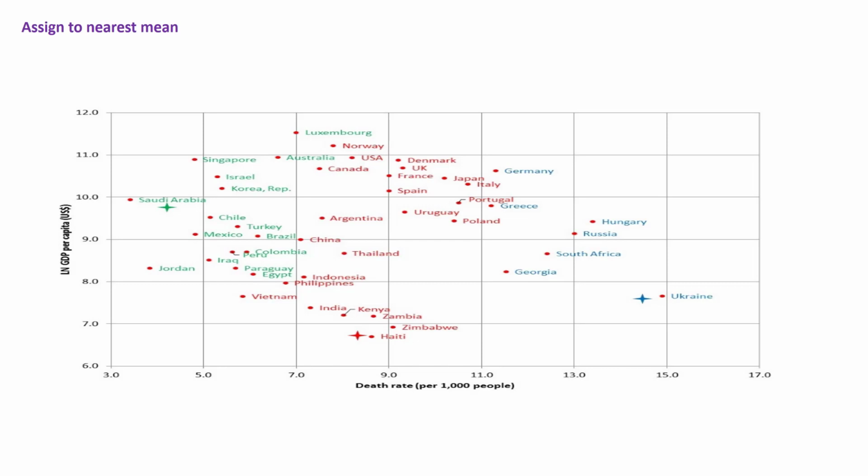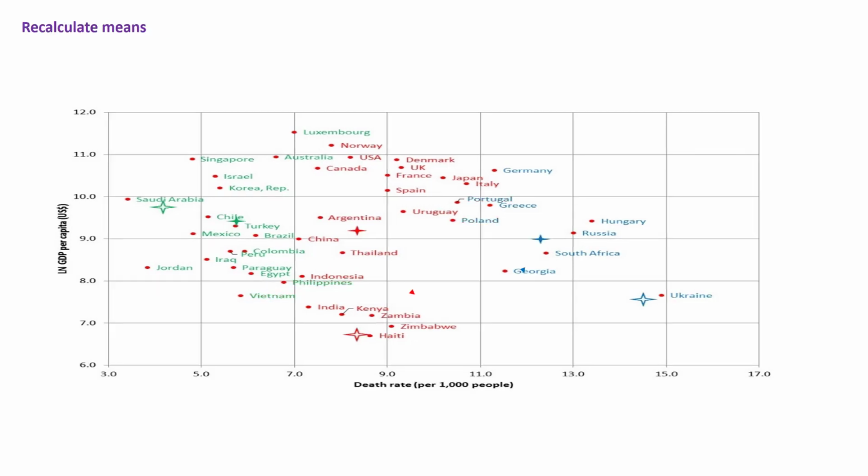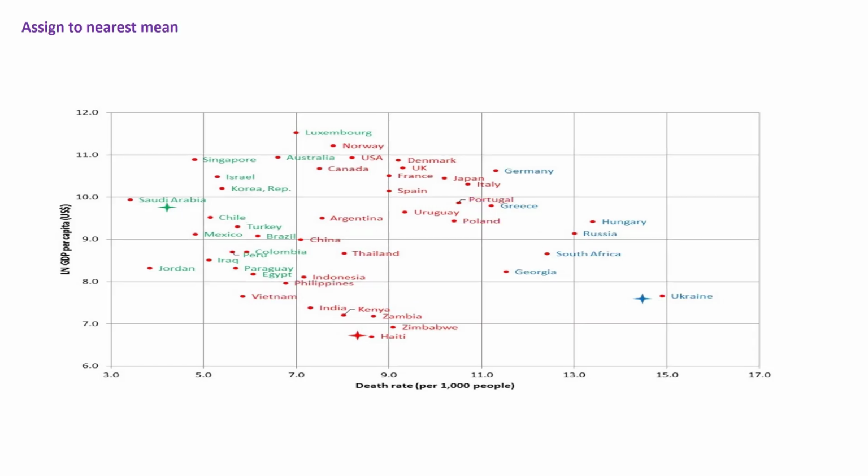So each country was assigned to the nearest mean. The next step is to recalculate the means. So if the countries highlighted in green are members of the green cluster, that green cross there is too far to the left to be the mean of the green cluster. So the algorithm recalculates the mean. So you went from here to there.